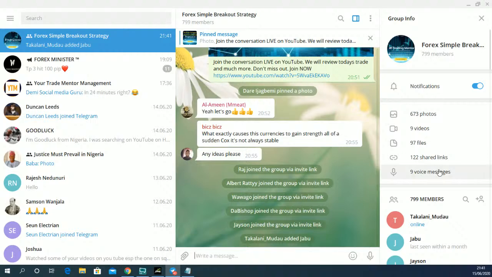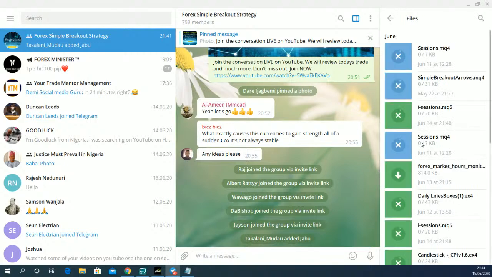Let me show you one more time, because people ask me how do I get the indicator. Once you come into the Telegram group, you go to files. There are 95 files there. This is the first one here. The indicator we are using tonight is here. So just come here and click download. Then from there you start using it.